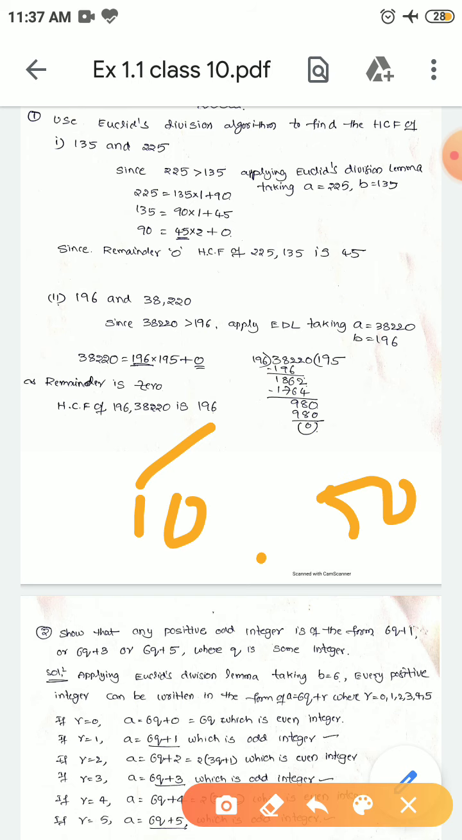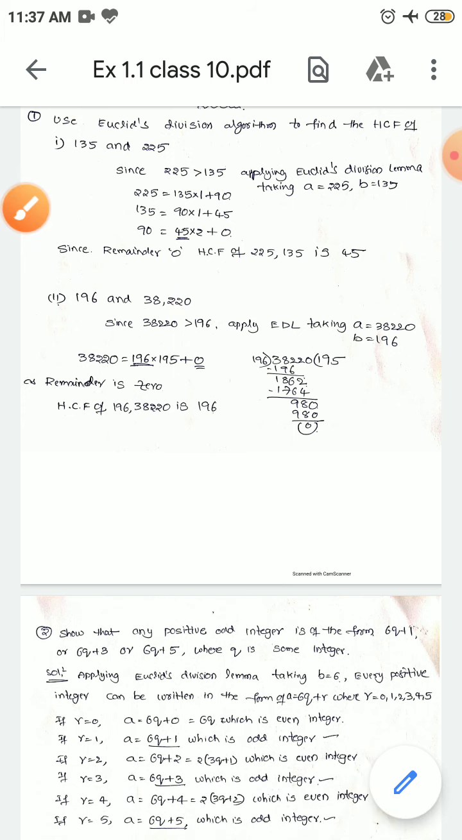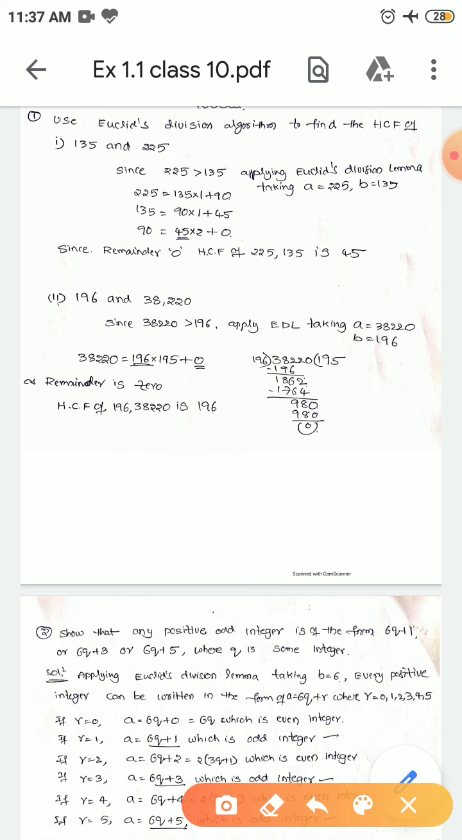So like this, here 38,220 is a multiple of 196, and 196 is a factor of 38,220. That's why we got 196 as the HCF. So this is the point you need to remember here.